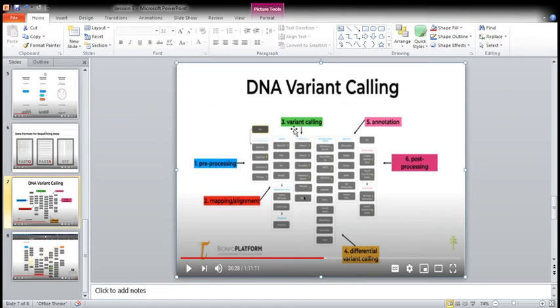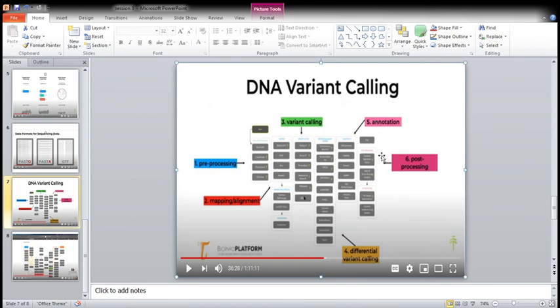Then after the process of variant calling, we have the different variant calling. In different variant calling, the genomic background of the mutants is different from the reference genome. The number of background variants may exceed the number of true mutants by several orders of magnitude. Then we go to the annotation.